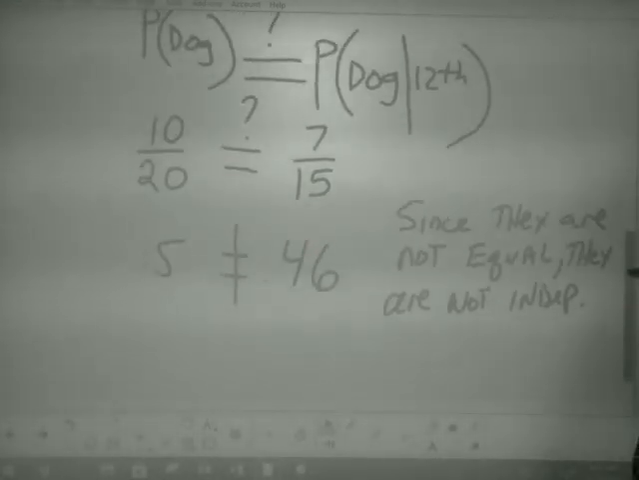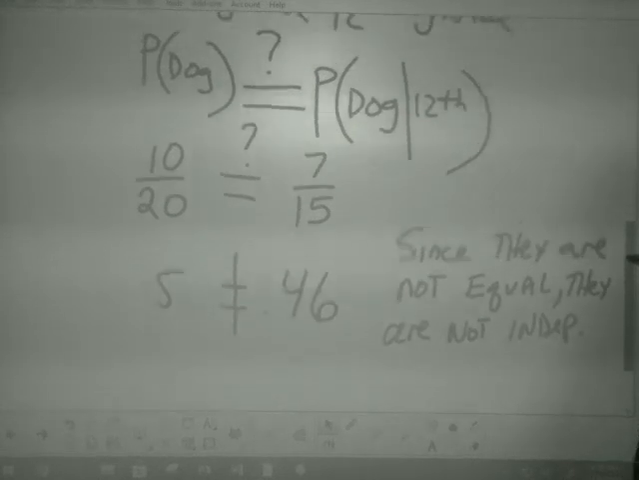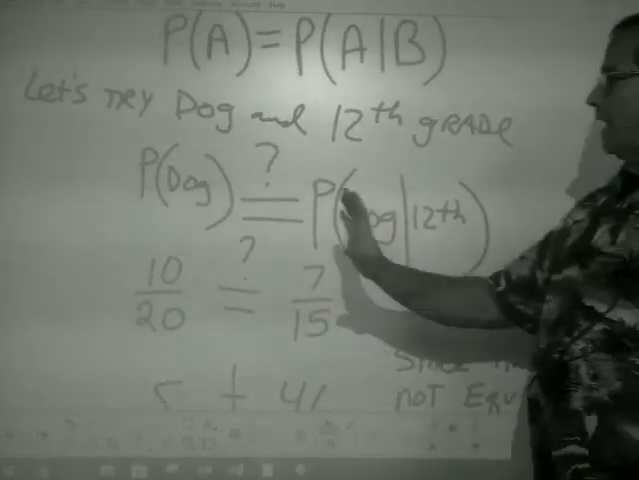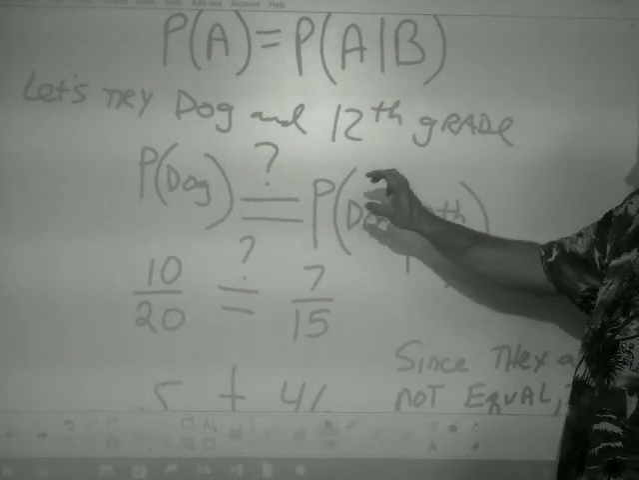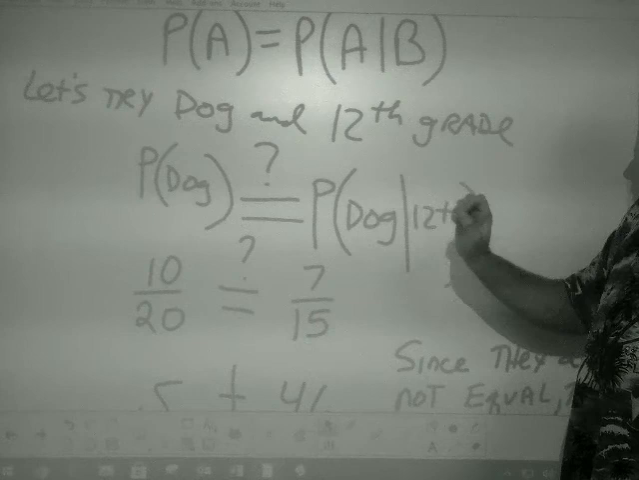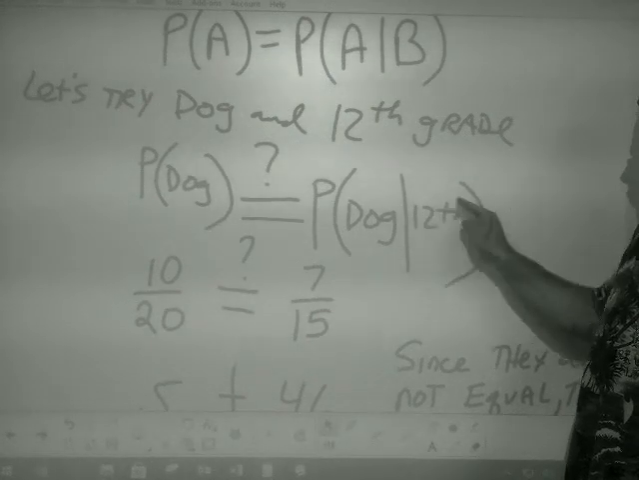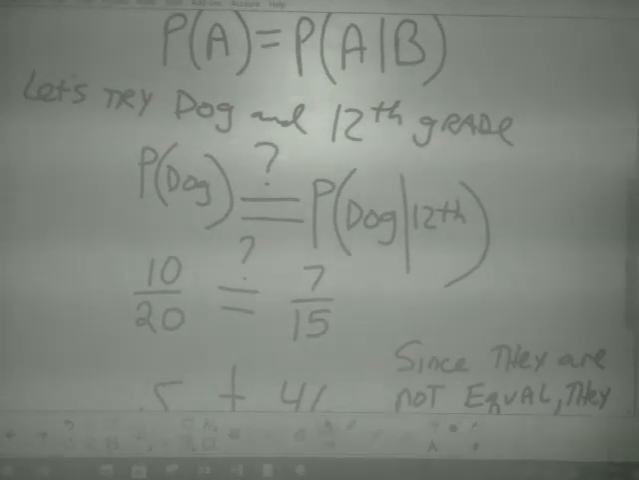It's just a mathematical check of two fractions in which the left-hand fraction is the total out of the total sample size, and the right-hand fraction is the total number of that, what you're looking for, but restricted to one of the other groups. And that's it.